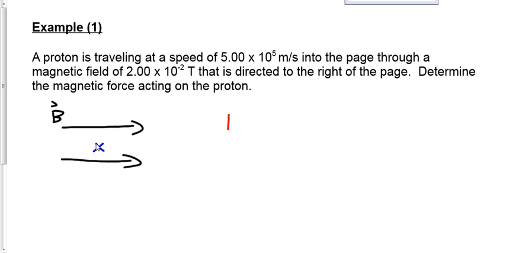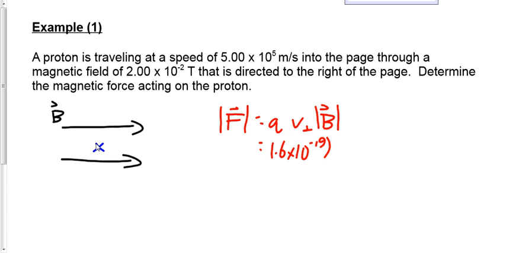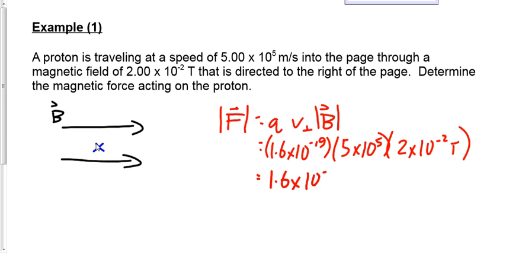The magnitude of the force is going to be found by Q times V times B. Q is 1.6 times 10 to the minus 19. V is 5 times 10 to the 5. And the magnetic field strength is 2 times 10 to the negative 2. Remember the magnetic field strength of a bar magnet, typically 10 to the minus 2? It's a reasonable number. I think when you multiply these, we get 1.6 times 10 to the minus 15 newtons. There's the magnitude of the force. Pretty straightforward, right?